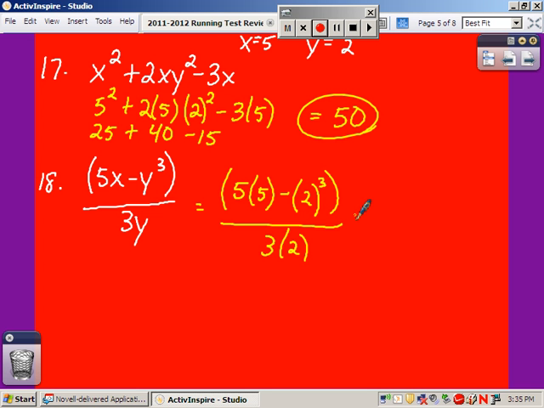So, we look at this, what do we have on the top? I got 2 to the third power, that's 2 times 2 times 2. 2 times 2 is 4, times 2 again is 8. This is 25, I got 25 minus 8. That's 17. 3 times 2 is 6. 17 over 6 doesn't reduce. That's it.